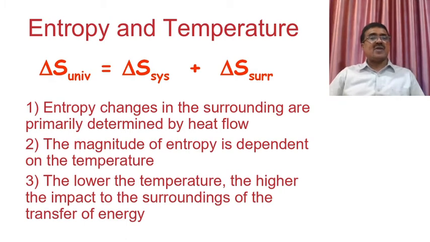Entropy changes in the surroundings are primarily determined by heat flow, right? The magnitude of entropy change is dependent on temperature also. The lower the temperature, the higher the impact on the surroundings of the transfer of energy. Energy is transferred from the system to surroundings, if we are considering that. If the surroundings is at a lower temperature, the higher will be the impact of the transfer of heat. That is true for any system also.